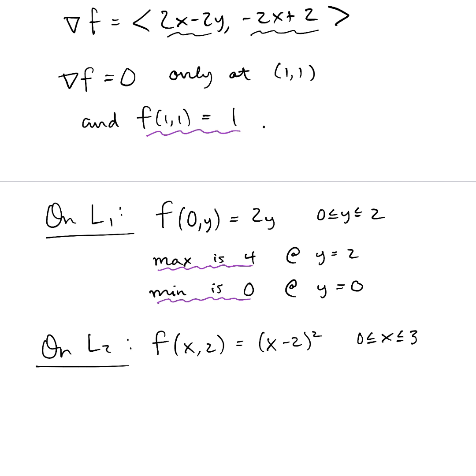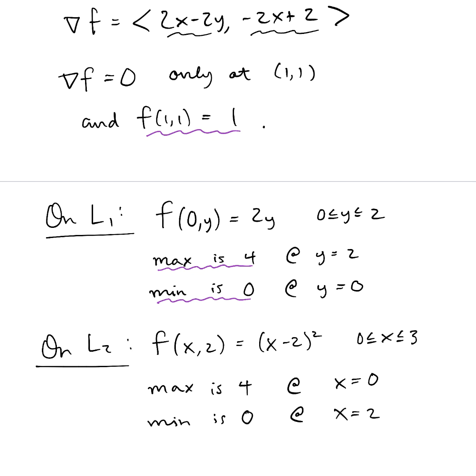So summarizing, you know for sure on L2, the max is 4, and that happens at x equals 0. And the min is 0, and that happens when x is 2.